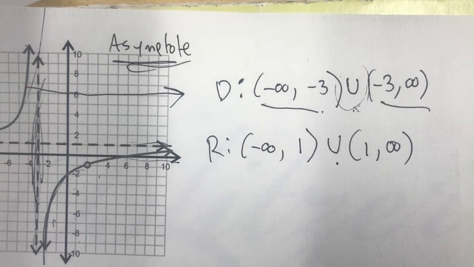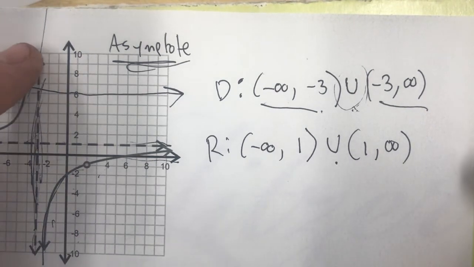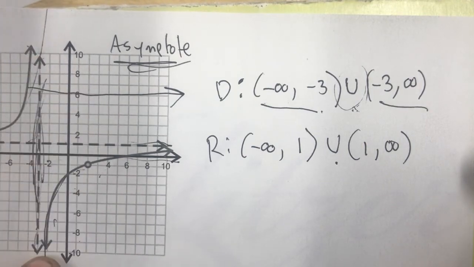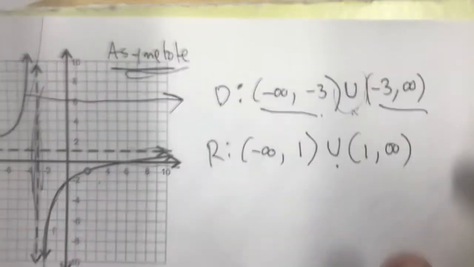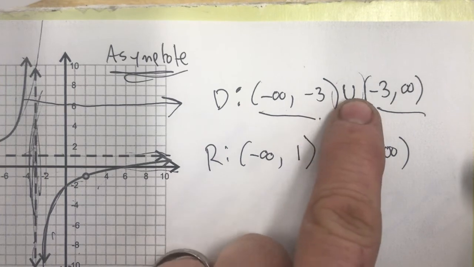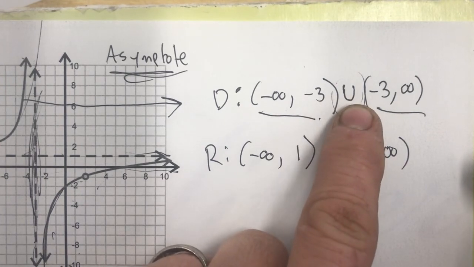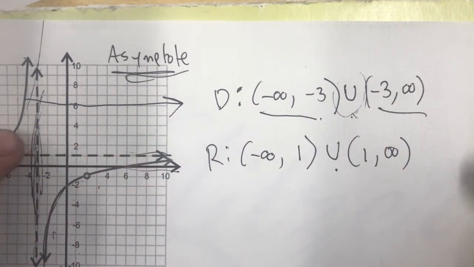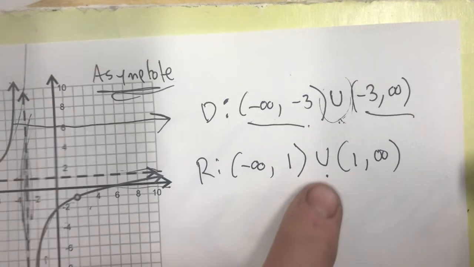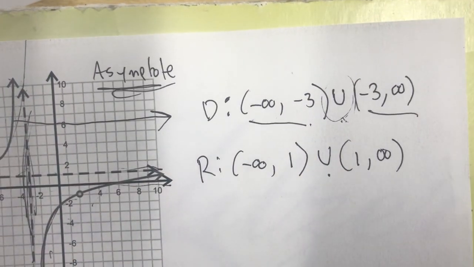Okay. Now what you could do is you just realize that, hey, I've got this vertical asymptote at -3, so I've got to take that value out. That's what I'm doing here. I'm taking that value out of the domain. And I have this horizontal asymptote at 1, which means I have to take that out of the range.